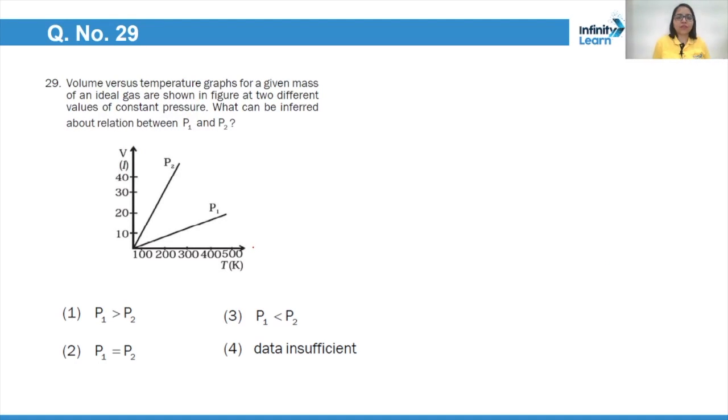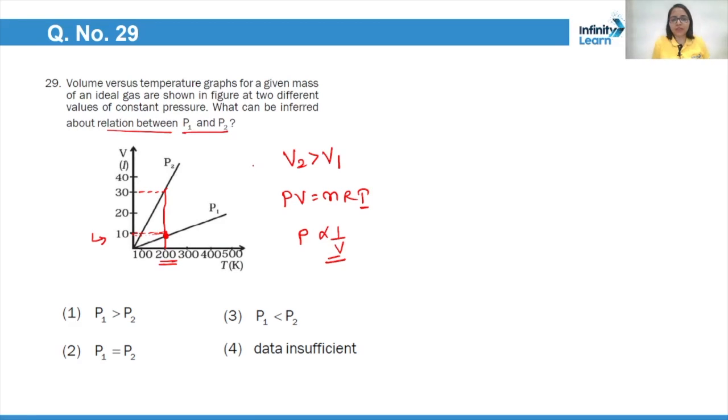Next is question 29. Volume versus temperature graph for a given mass of an ideal gas are shown in the figure at two different values of constant pressure P1 and P2. What can be inferred about the relation between P1 and P2? So if you keep the temperature same, let's say 200 Kelvin, for P1 line, volume is 10 and for P2 line, volume is 30. So volume V2 is greater than V1, right? And we know that PV is equal to nRT. I'm keeping temperature constant over here. That means pressure is inversely proportional to volume, right? If V2 is greater than V1, then P1 is greater than P2, right? So correct answer is option 1.